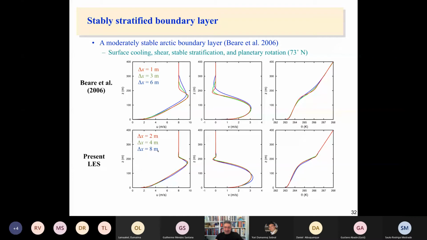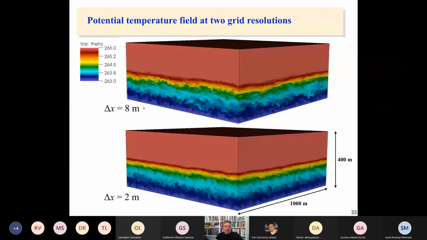How does grid convergence work in LES? And the way this works is like this. If I may go back here, what I'm plotting here is the potential temperature. This is the horizontal mean. This potential temperature is a function of height, but here I am plotting the full 3D field at 2 grid resolutions, at 8 meters and at 2 meters.